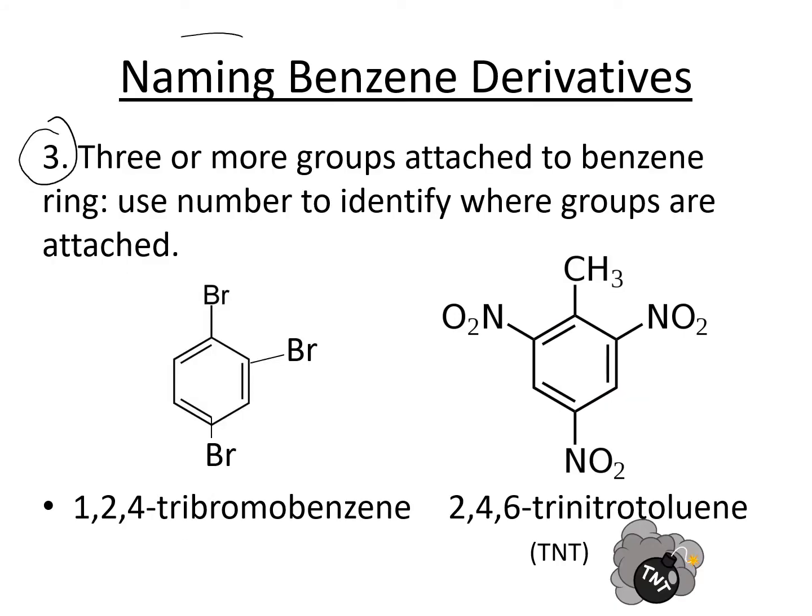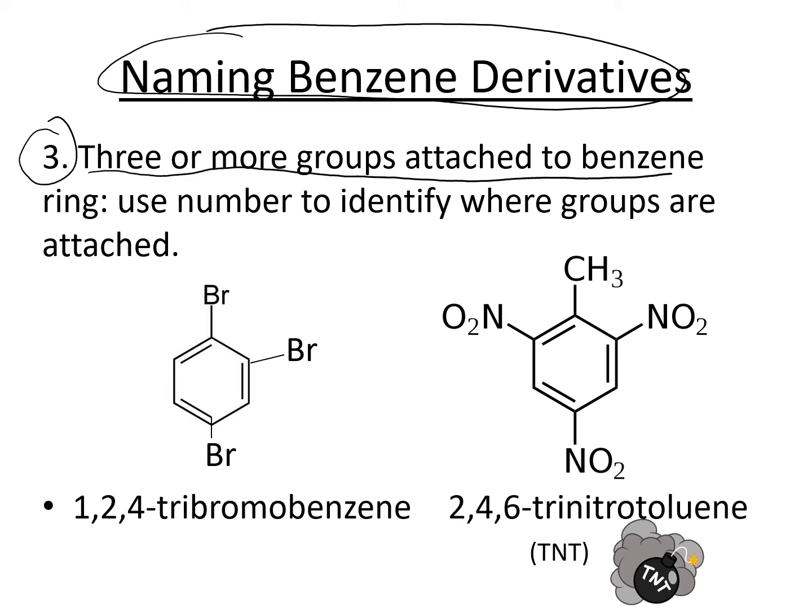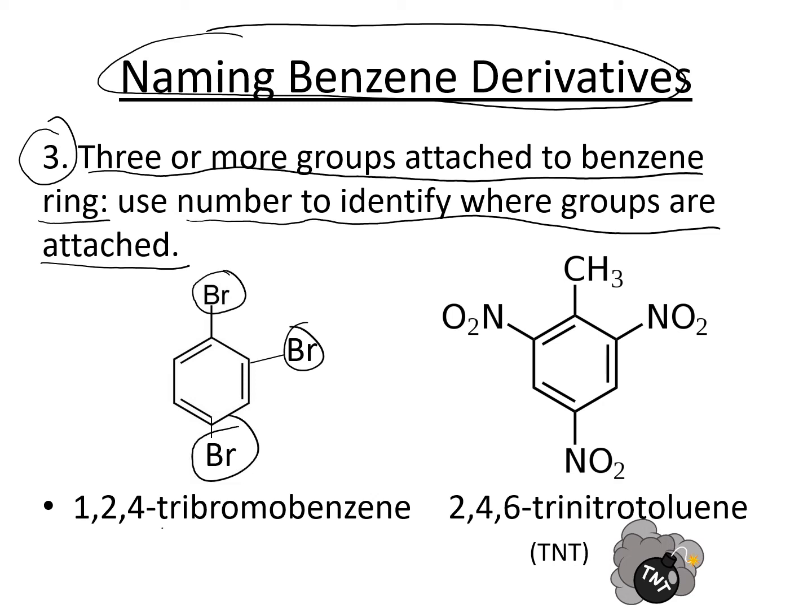Rule number 3 in naming benzene derivatives is if you have 3 or more groups attached to benzene, use numbers to identify where the groups are attached. So in the first example here, we have 3 bromos attached to benzene, so that's tribromobenzene, and then we go back to our numbering instead of using ortho, meta, and para. So our groups are at carbons 1, 2, and 4. So we get 1,2,4-tribromobenzene.